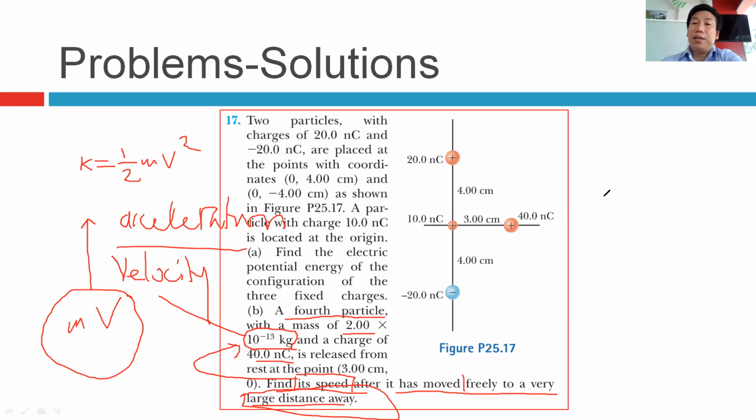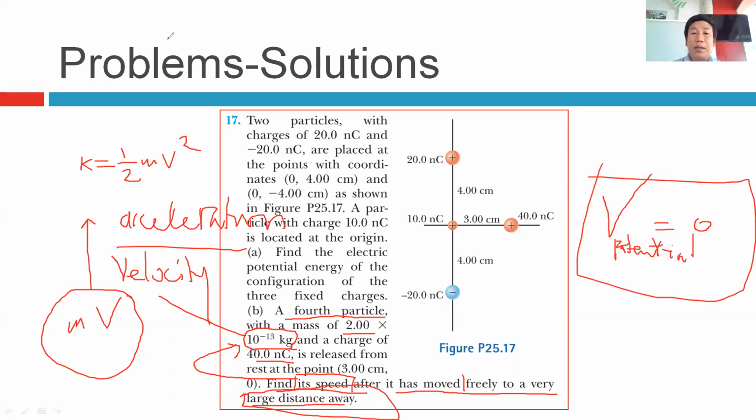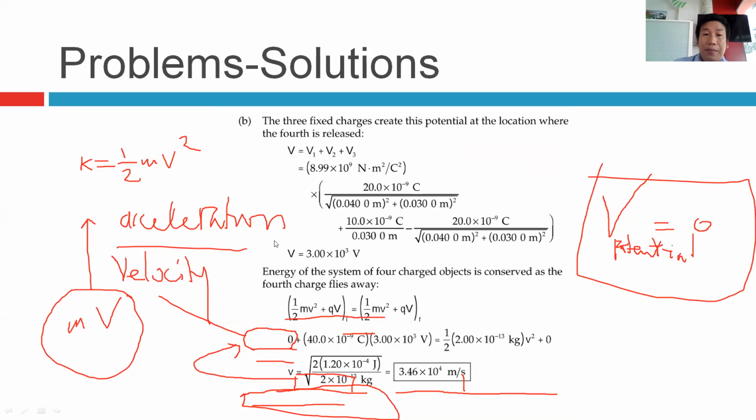At a very large distance, the potential equals 0, right? This is potential. Potential equals 0. So that's all. From this explanation, you can get the result for question B.